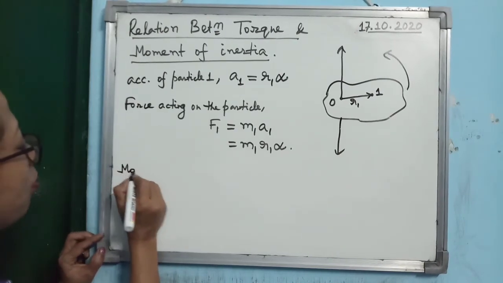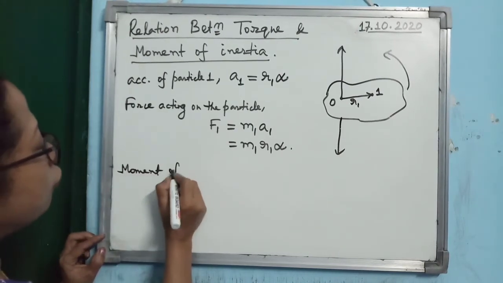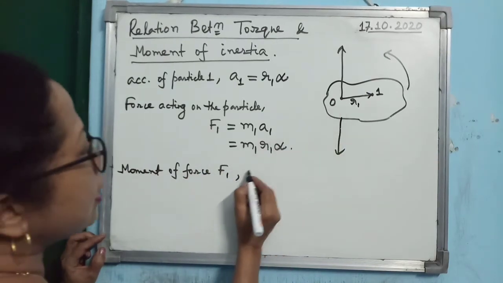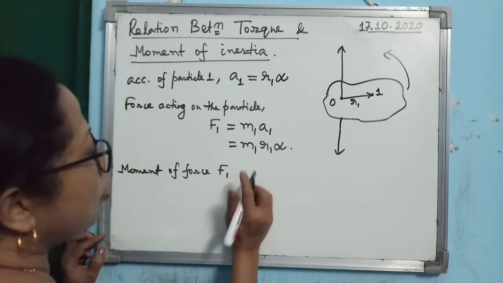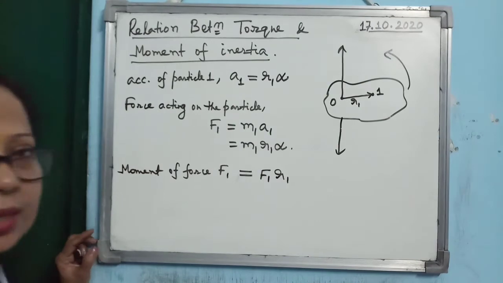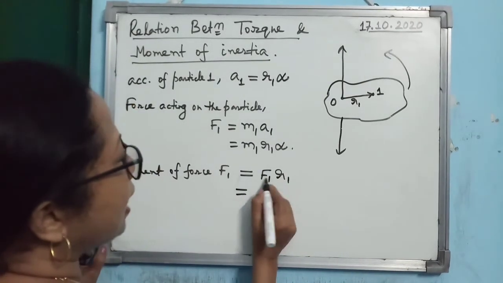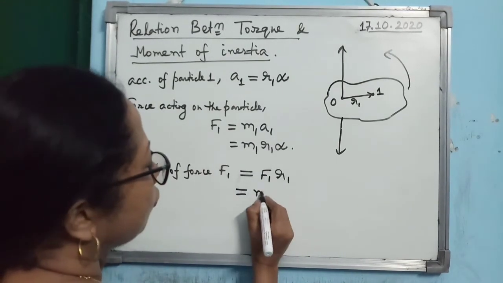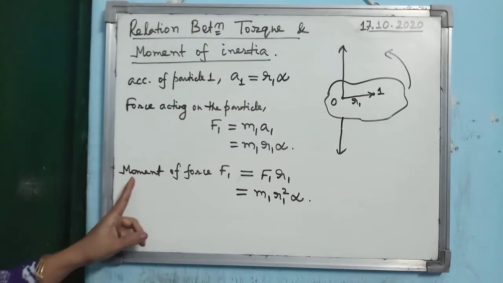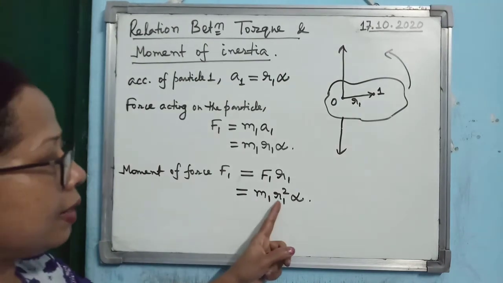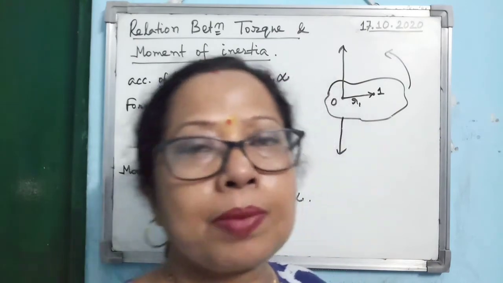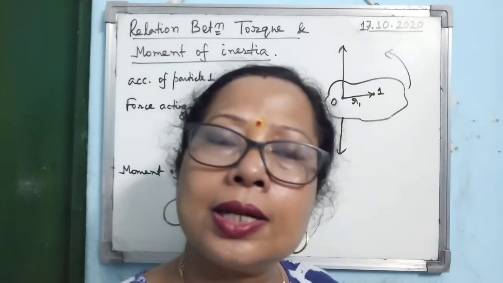Now this is the force. So what is the moment of force? The moment of force F1 acting on particle at r1, you can write it as tau 1 also, will be given by r1 into F1, isn't it? So F1 is m1 r1 alpha, so it becomes m1 r1 square alpha. Is that clear? So the moment of force F1 is m1 r1 square alpha for the first particle. Then for the second particle it will be m2 r2 square alpha, like that.